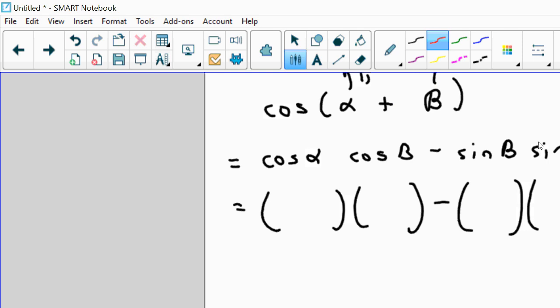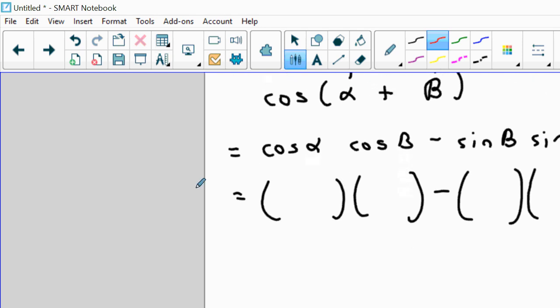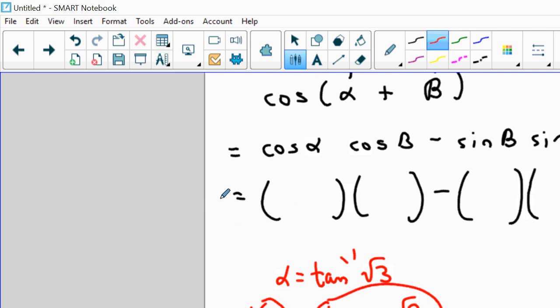But off to the side, alpha is inverse tangent of the square root of 3. That inverse tangent only makes sense in quadrant 1 and 4. But it also means tangent alpha is the square root of 3. And when is tangent positive? Well, it's the first and the third. Therefore, we're in the first. And I actually know the angle because I memorized my unit circle, and therefore alpha is 60 degrees. So cosine of 60 is 1/2, and sine of 60 is the square root of 3 over 2.